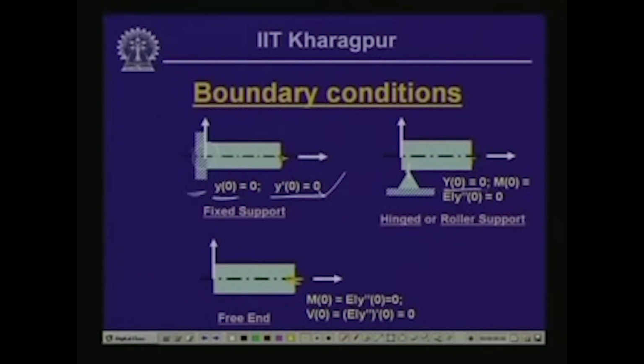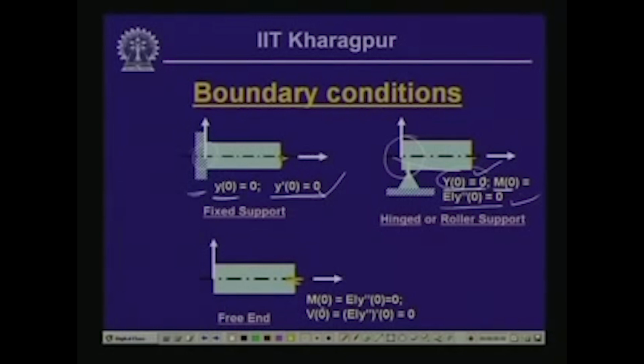In a hinge support or a roller support, we know that the vertical displacement is constrained and thereby y is 0, and also a hinge support cannot resist any bending and thereby it gives rise to a slope. So, we have the bending moment at this point equal to 0. So, for a hinge or a roller support, the vertical displacement is 0, which is a kinematic condition, and the moment equals 0, which is a static boundary condition.